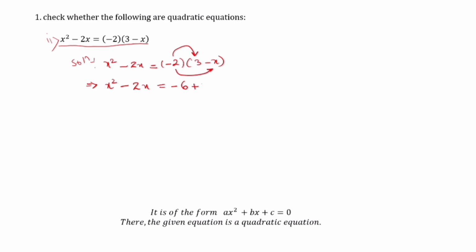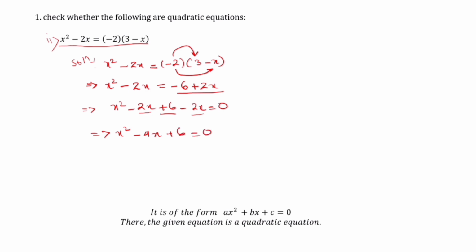2 into x will give me 2x, which implies x squared, 2x, and all these terms on the right hand side I will carry to the left hand side. So this minus 6 will give me plus 6, and this plus 2x will give me minus 2x is equal to 0. Which implies that this x squared and this will give me minus 4x and plus 6 is equal to 0.